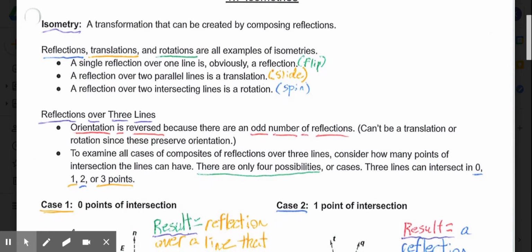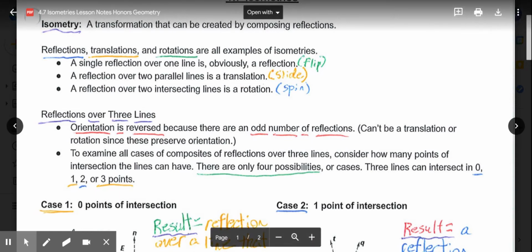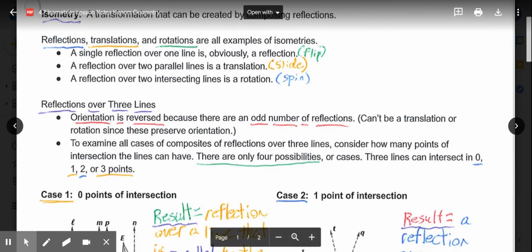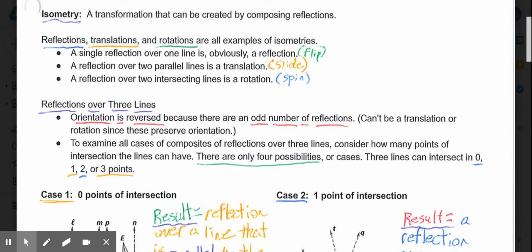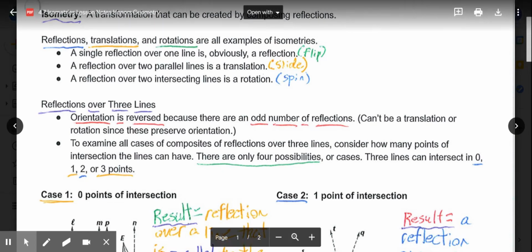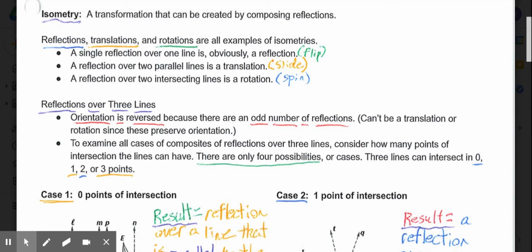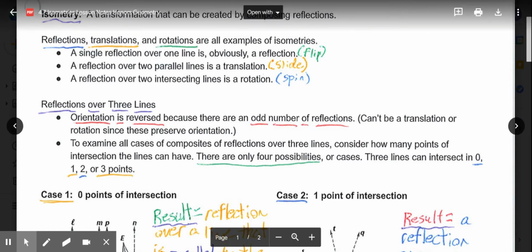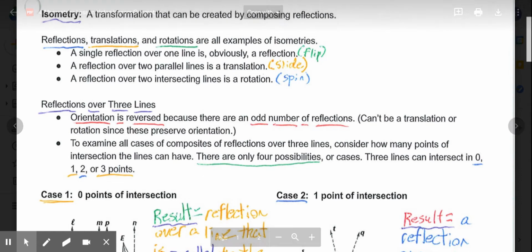So what happens if we're reflecting over three lines? We're no longer going over two. Now we're dealing with three lines. So any reflection over three lines, the orientation is reversed from the original because there's an odd number of reflections. So that tells us it can't be a translation or a rotation since those both preserve orientation. So if we're doing anything over three lines, we know it can't be a translation, can't be a rotation.